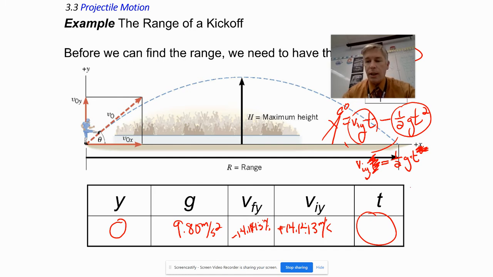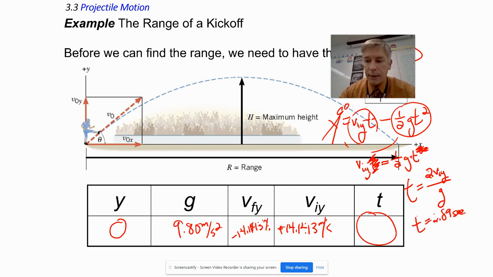So to solve for t, watch this. It's going to multiply by 2. So I have 2 times my VIY over g. That's basically the same thing I've been doing with the other equation. So when I do that, I take 2 times my VIY, my 14.1413, divide that by 9.8, get 2.8859, or about 2.89 seconds. So now I have the time.